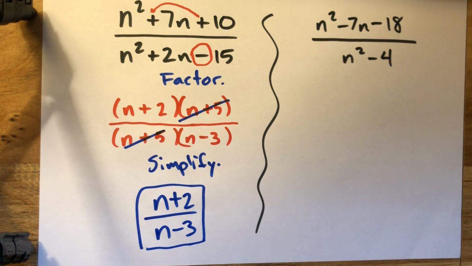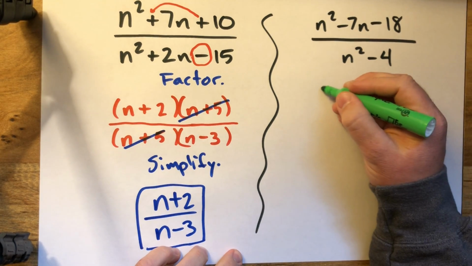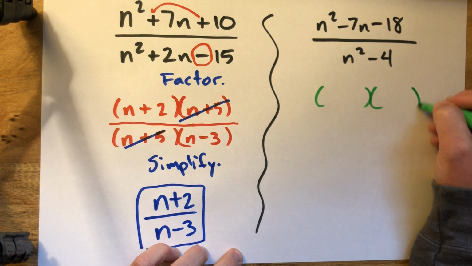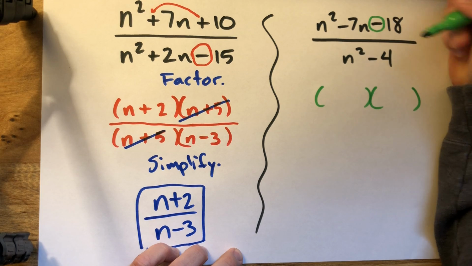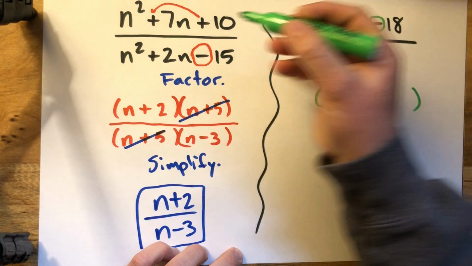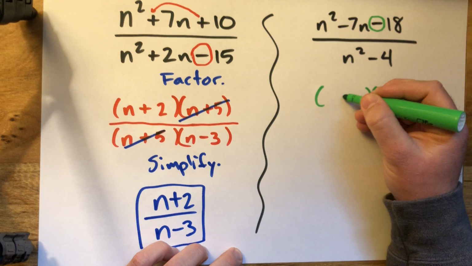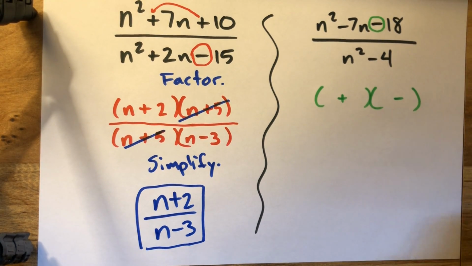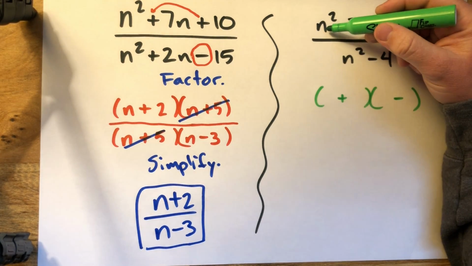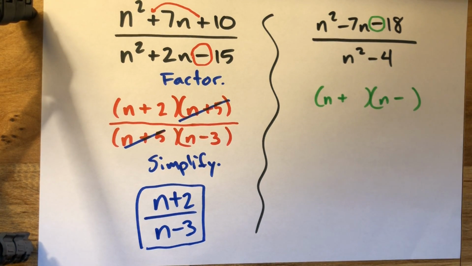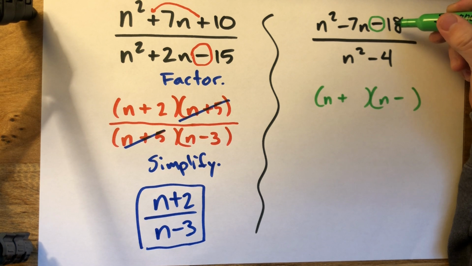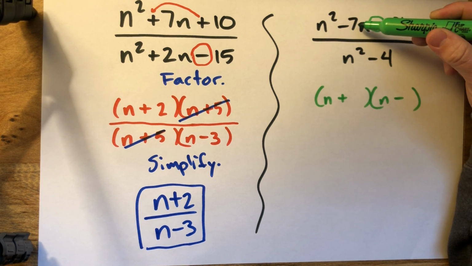We got to factor the top first. I'm going to go to binomials here. I see this sign indicates that they are different in the binomial. Subtraction means different. Add means the same as the first. So we'll go 1 plus, 1 minus. I see the first terms are in fact going to have to be n, because n times n is the only way to get n squared. And then last terms in our binomials are going to be factors of 18 that differ by 7.